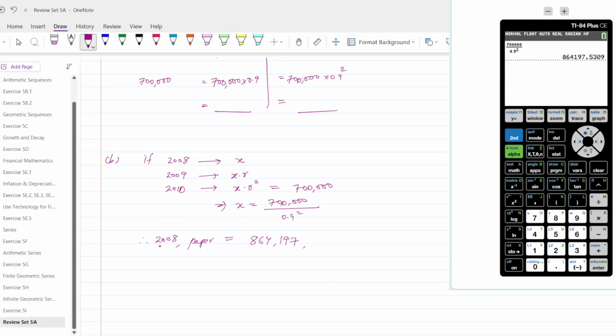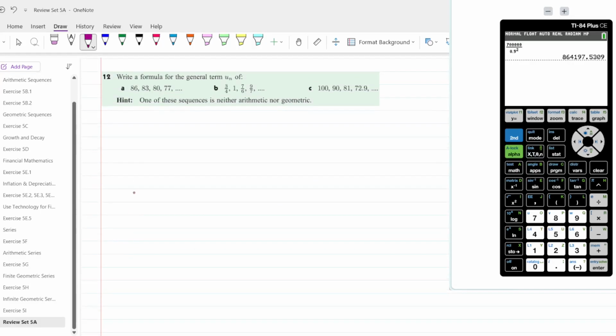Now the value in 2008 has to be U1, 864,197, and R is 0.9. The value in 2018 is going to be U10. We need to find the sum for 10 years. Write a formula for the general term UN.